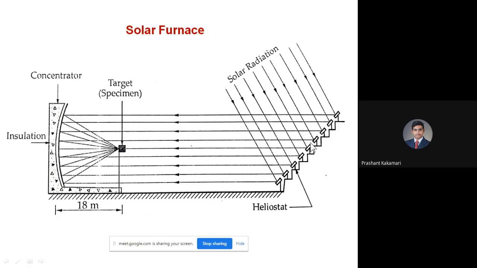And all these mirrors or heliostats should focus the given solar radiation to the concentrator here. This concentrator, which may be in cylindrical or spherical form, is insulated at the backside so that maximum heat is not lost. Okay, so maximum insulation is possible at the backside. And from this concentrator, what will happen? It will be focusing towards the focal point of this concentrator.